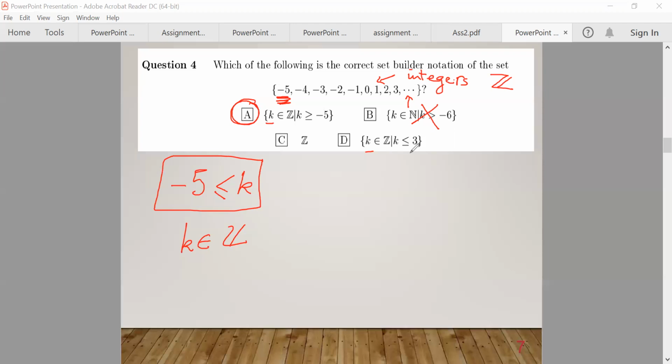Here, less than or equal to 3. No. Here, all of Z. No, because -6 is not an element. There are no ellipses on the left. Okay, no ellipses. We start from -5, but here we go to infinity.